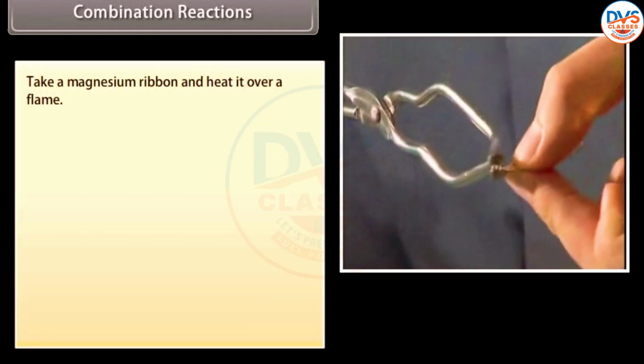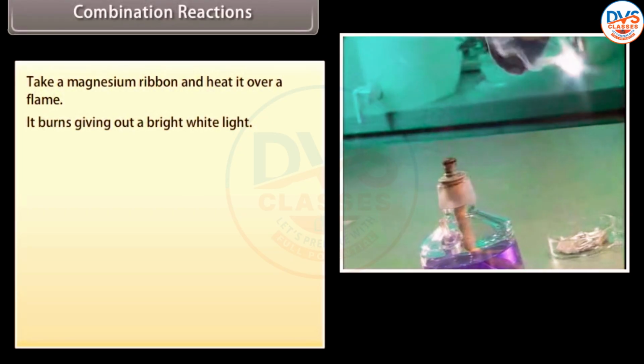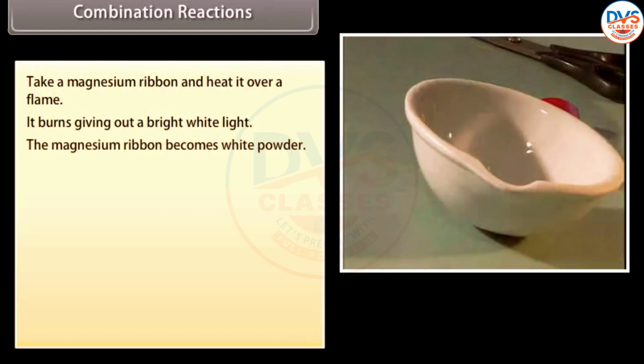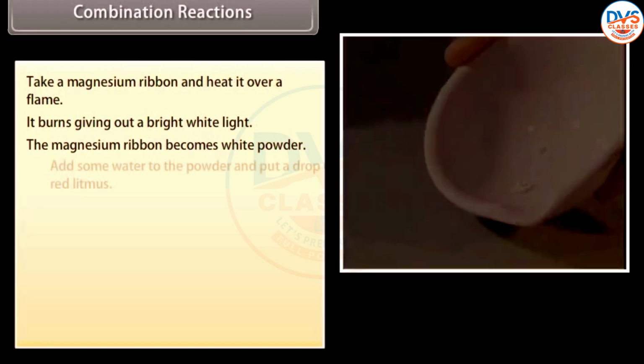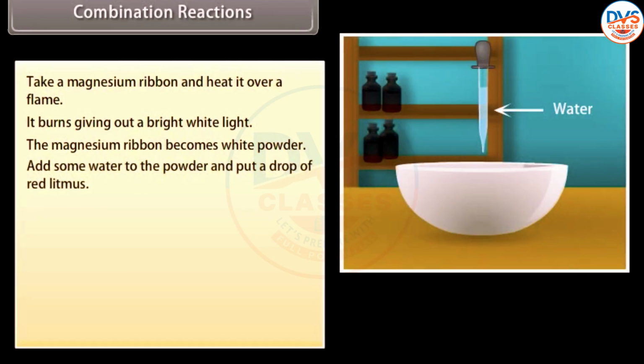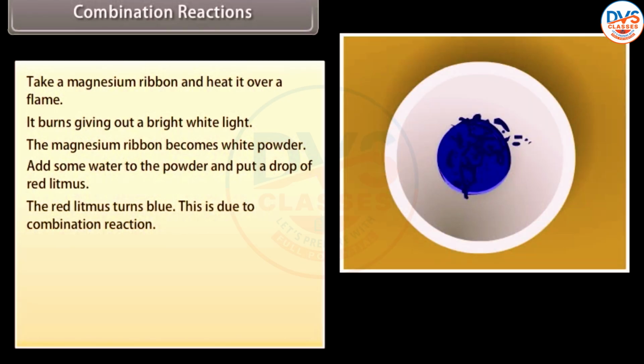Take a magnesium ribbon and heat it over a flame. It burns, giving out a bright white light. The magnesium ribbon becomes white powder. Now add some water to the powder and put a drop of red litmus. The red litmus turns blue. This is due to a combination reaction.